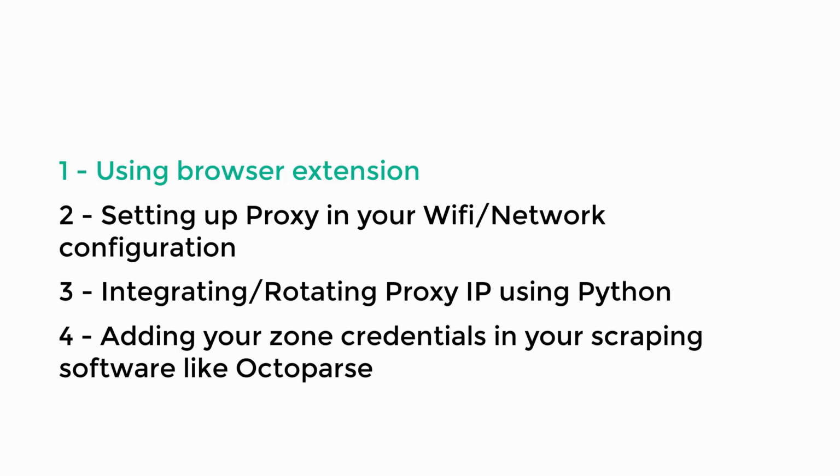There are several ways to use residential proxies. Few of them are using browser extension, setting up proxy in your Wi-Fi network configuration, integrating or rotating proxy IP using Python script, and adding your zone credentials in your scraping software like Octoparse or Phantom Buster.